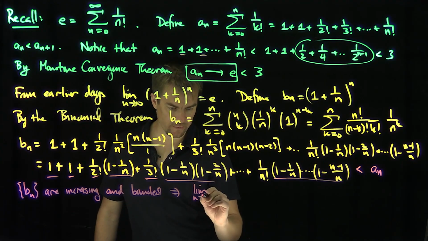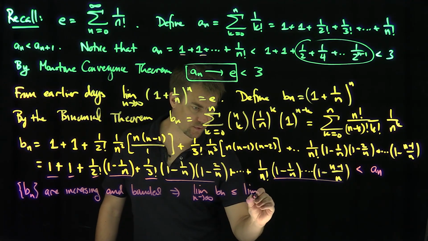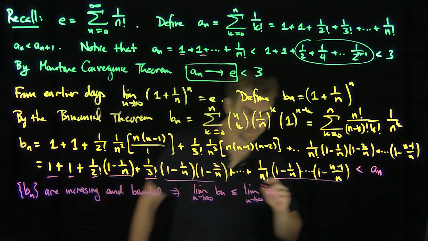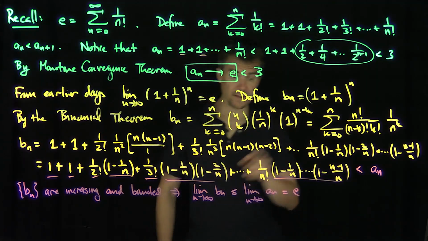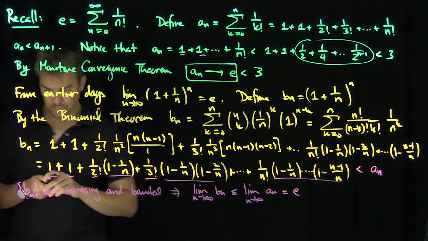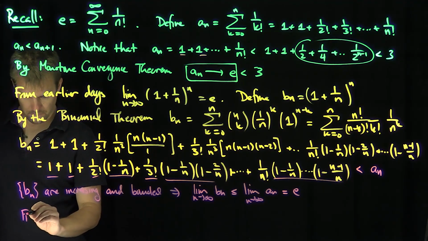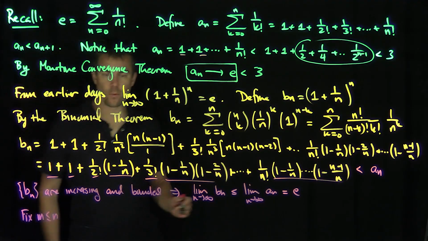The limit as n goes to infinity of the bn's is less than or equal to the limit as n goes to infinity of the an's, and that, of course, is equal to e. So we've just proven the limit of the bn's is less than or equal to e. Now what we're going to do is fix an m, okay, so fix m less than n. And then what can we say?